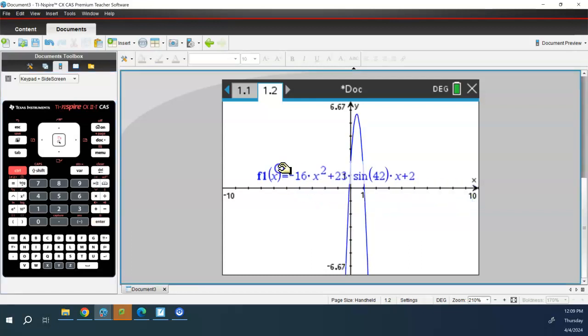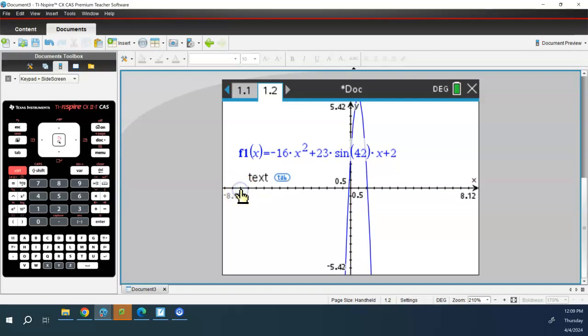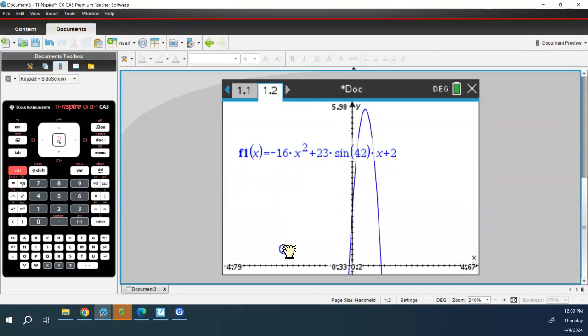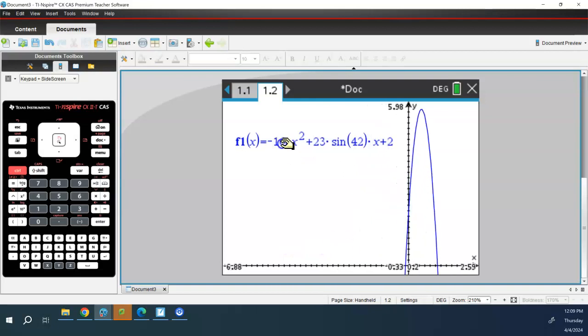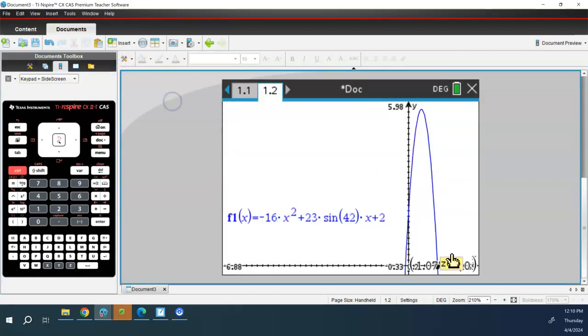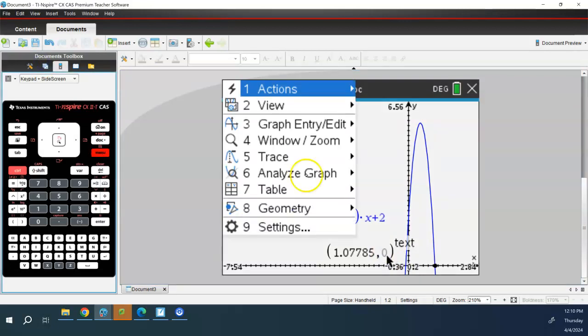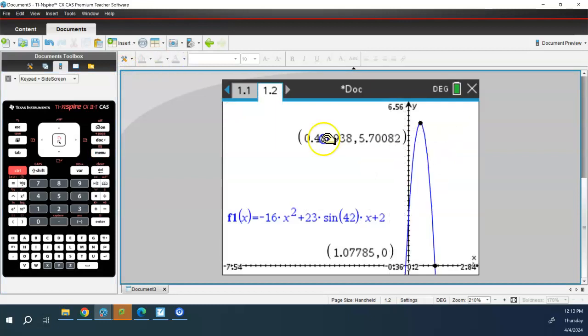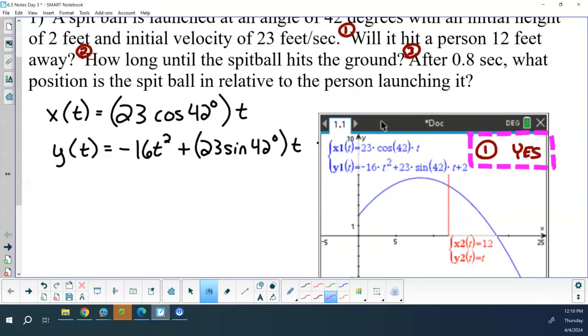And when I do that, now we can analyze our graph. We can find the 0. We can also find the maximum height. And that then allows us to answer a couple of questions on this one.